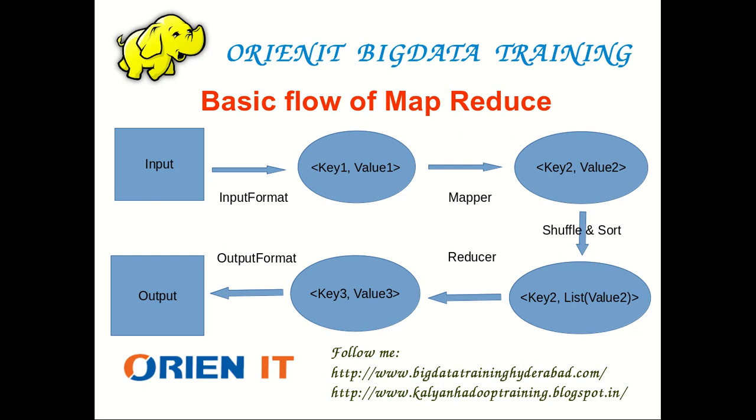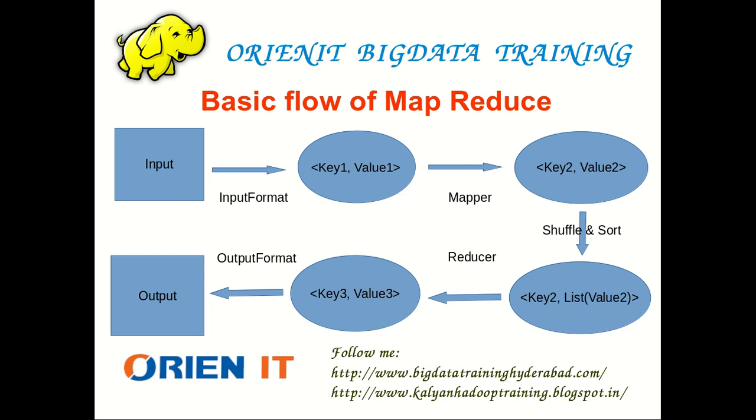So if I have a file of 1 GB and my block size is 64 MB, then I will have 16 blocks. By default, the number of blocks is equal to the number of splits. That means for the program, 16 mappers are going to be executed. That is the basic part everyone has to be clear about.